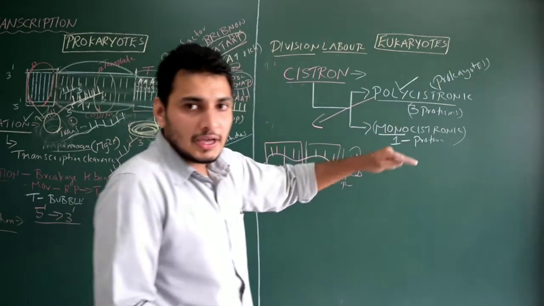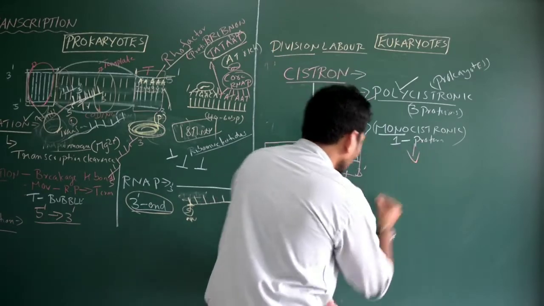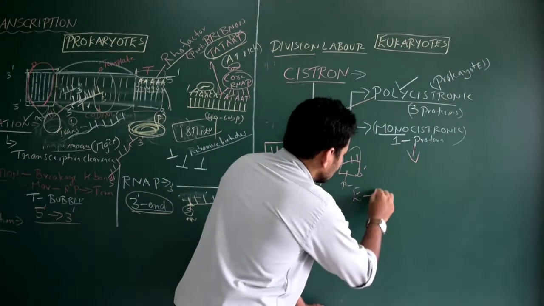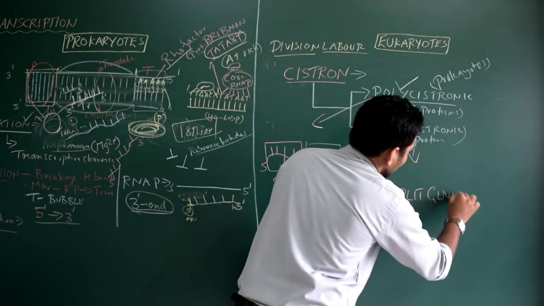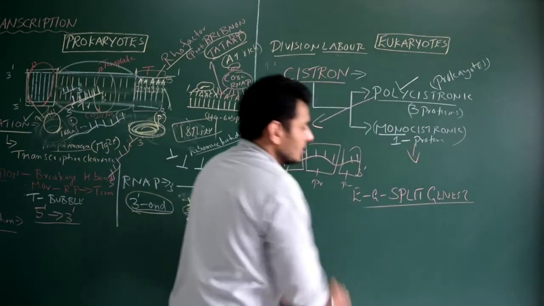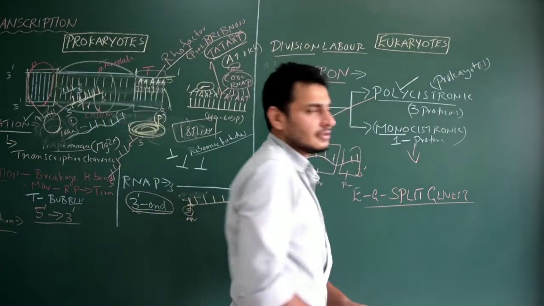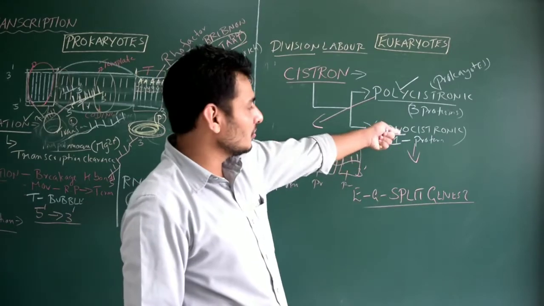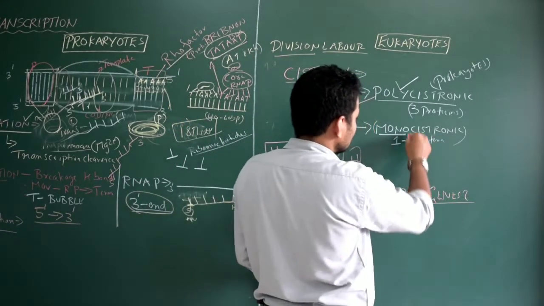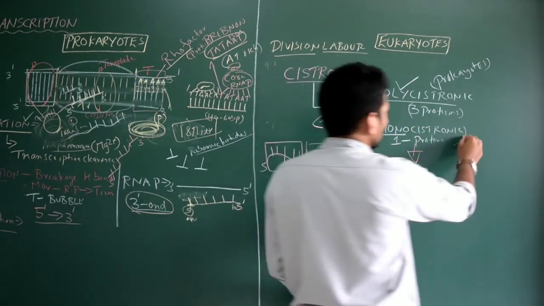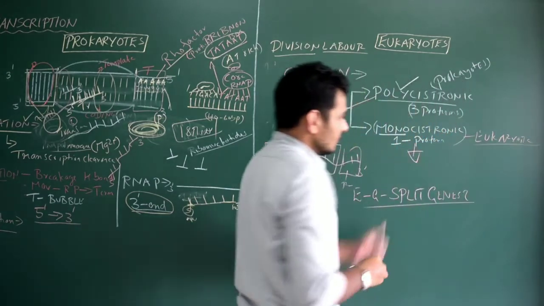But when it comes to the eukaryotic cistron, that is monocistron, you see complication. Please note one point. Eukaryotic genes are called split genes. Very, very important for both your board as well as competitive examinations. Why are eukaryotic genes called split genes? What is the meaning of split? There is some complication on the produced mRNA. Split gene is mainly seen in monocistronic, that is the eukaryotic gene.